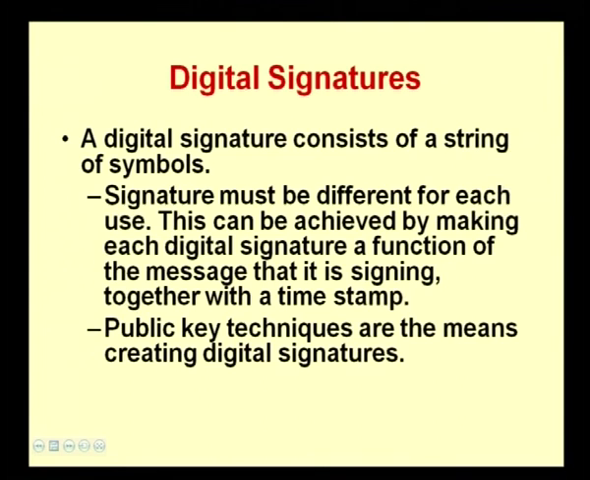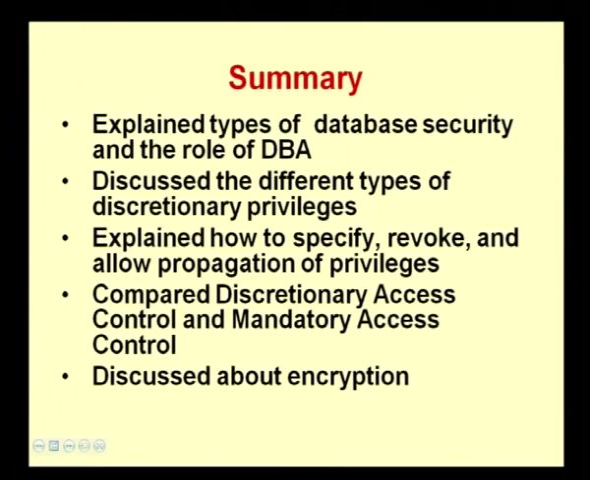So, we have talked about database security and the role of the DBA. We discussed the different types of discretionary privileges, explained how to specify, revoke and allow propagation, compared discretionary and mandatory access control, and then we looked at encryption.